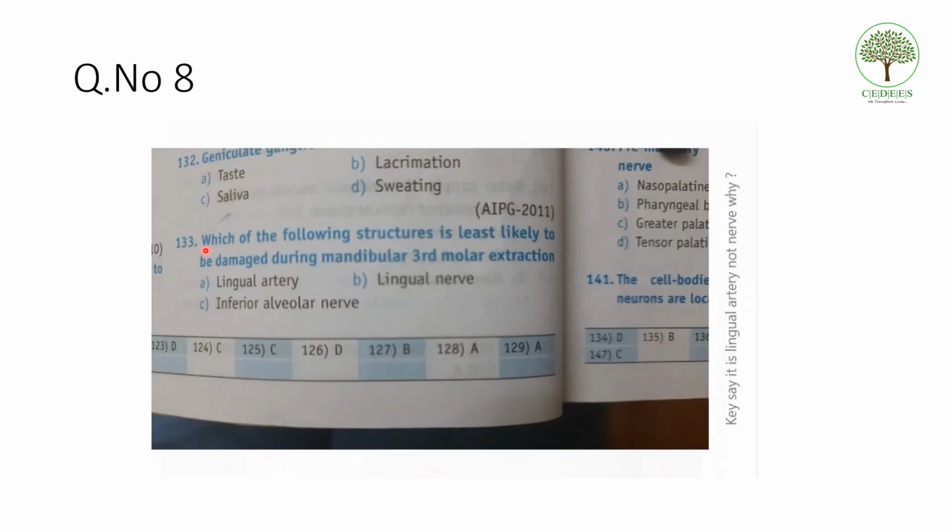Look at question number 8. Which of the following structures is least likely to be damaged during mandibular third molar extraction? It's a straightforward question. Least likely is the lingual artery, as it is present in the substance of the tongue.